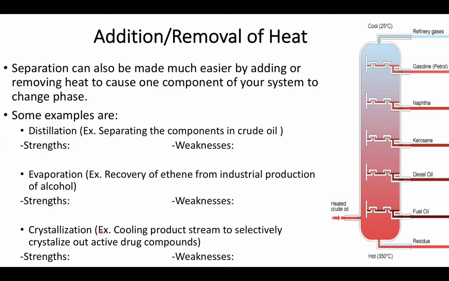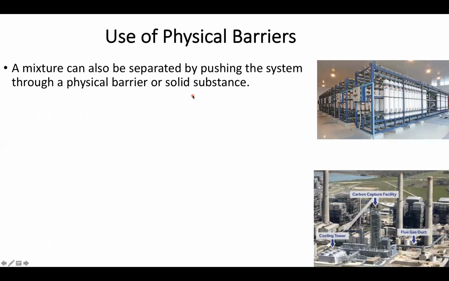Now, the addition of a second component, such as solvent extractions, and the additional removal of heat are the classic favorites of industrial chemistry. And they tend to disfavor the only thing we ever talk about in most chemical labs, which is the use of physical barriers. So this is what we often talk about, the idea of pushing my chemical system through a physical barrier, a solid substance.